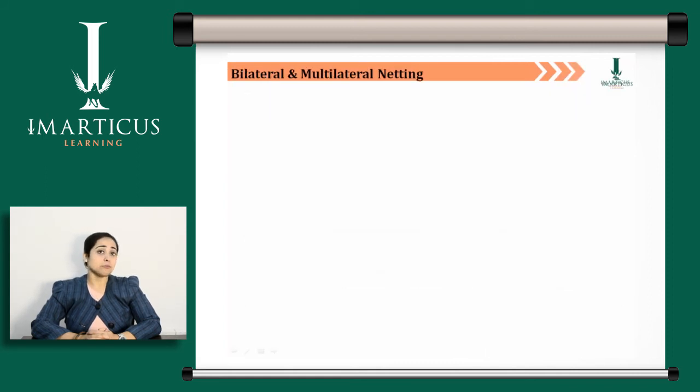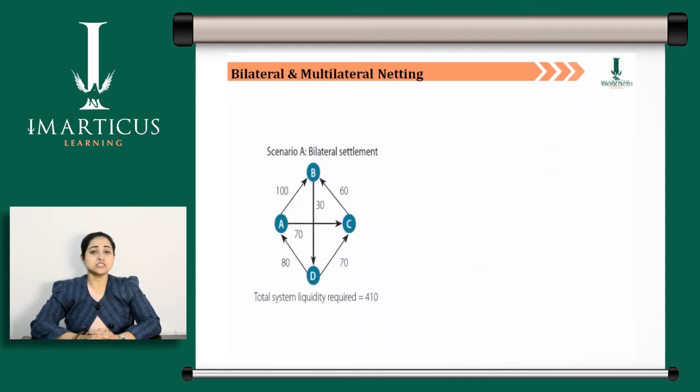Let us take an example to compare and contrast between these two types of settlement. Considering that participants A, B, C, D have bilateral obligations with each other as shown in scenario A, if each of these positions was settled bilaterally, that is with no multilateral netting, a total of 410 of liquidity would be needed to settle all of these positions, that is 30 plus 60 plus 70 plus 70 plus 80 plus 100.